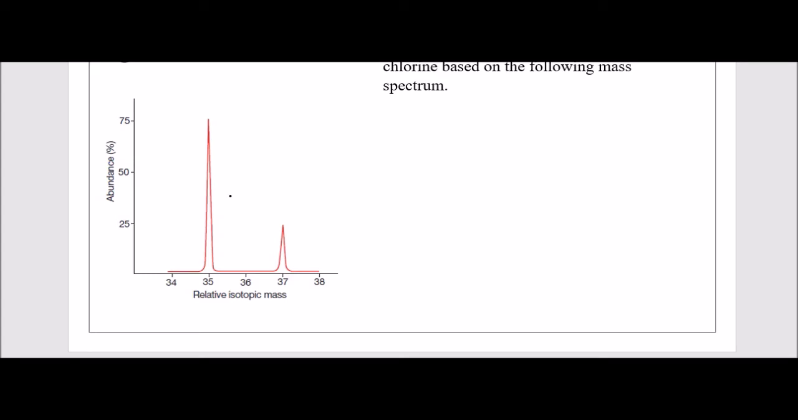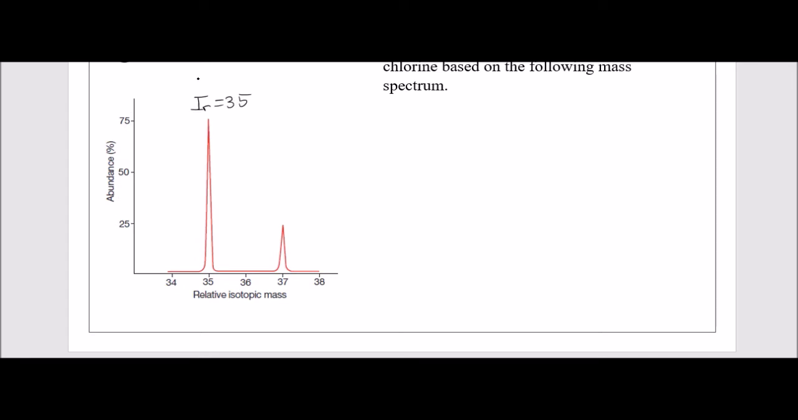It's very, very straightforward. The number of signals, or the number of peaks, indicate the number of different isotopes. So I have two different peaks. That means two different isotopes. And the actual scale, I mean, it's really clearly labeled, so there shouldn't be any problem here. This is going to be the first isotopic mass of 35.